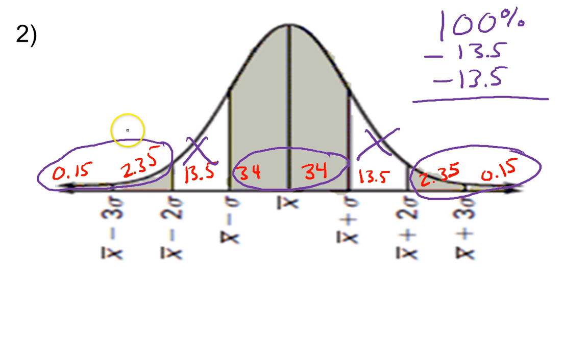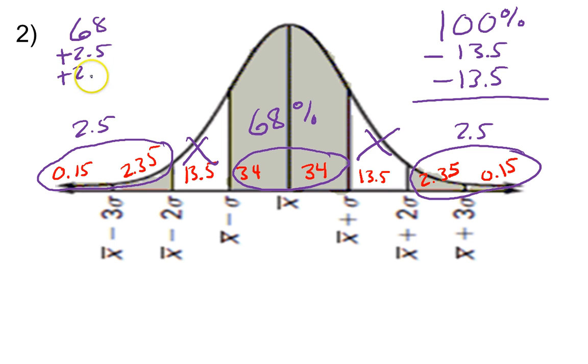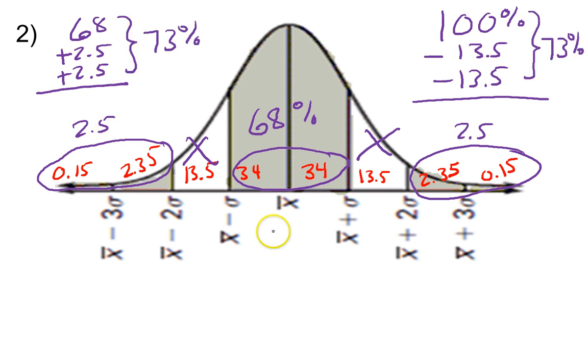Or you could sit there and add. If I add these two, that's going to make 2.5. If I add these two, that's going to make 2.5. If I add these two, that's 68%. So I could do 68 plus 2.5 plus 2.5. Either way I should get the same answer, and either way, I am getting 73% of the data is shaded.